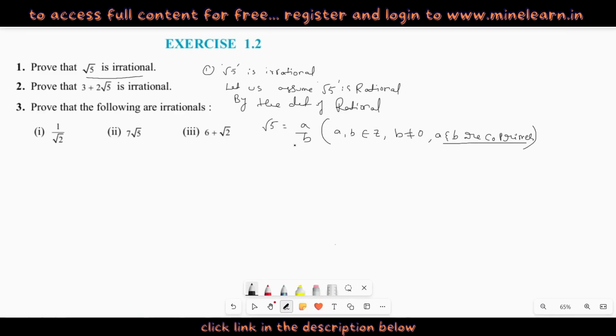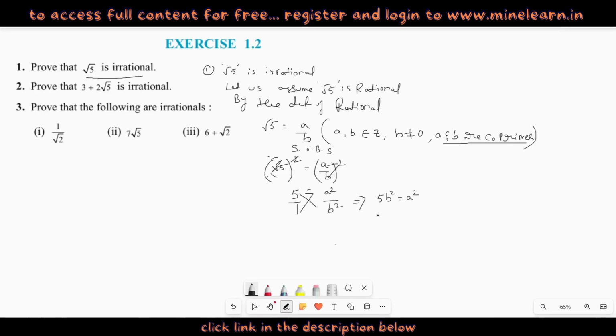Now, squaring on both sides. Root 5 whole square equals a by b whole square. The square and square root cancel, equal to a square by b square, since the square applies to the numerator and denominator. Now cross multiply: 5b square is equal to a square. These two equal to these two product.